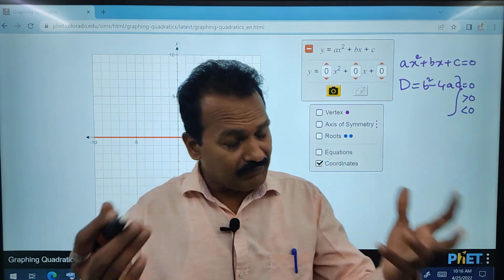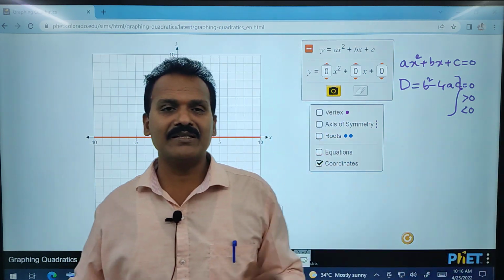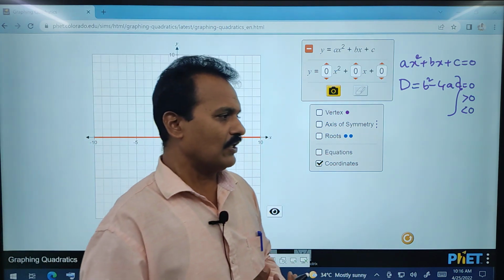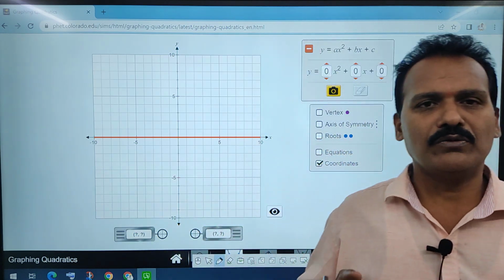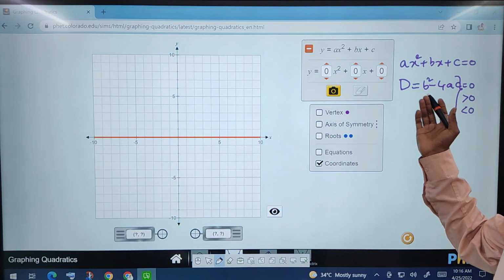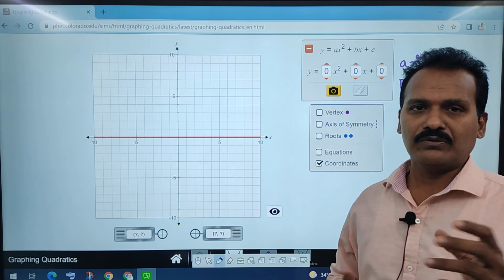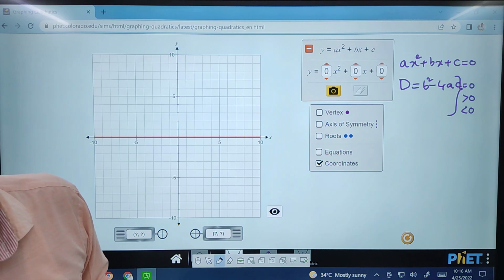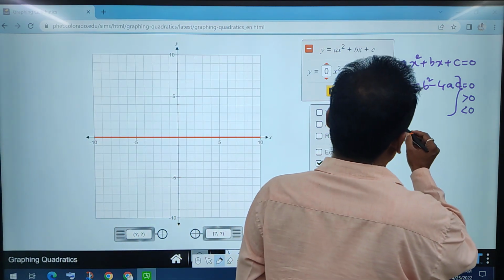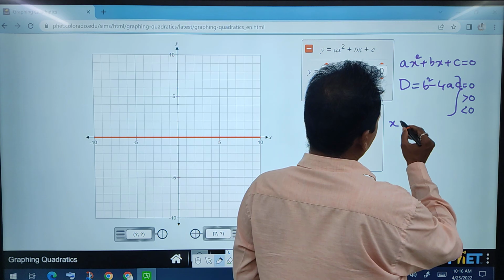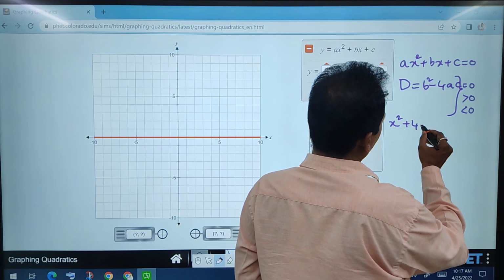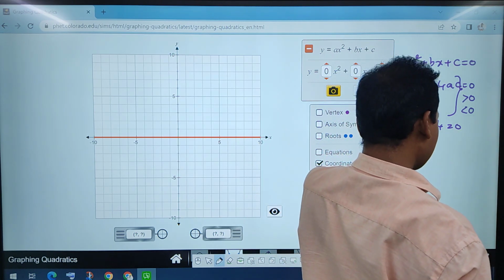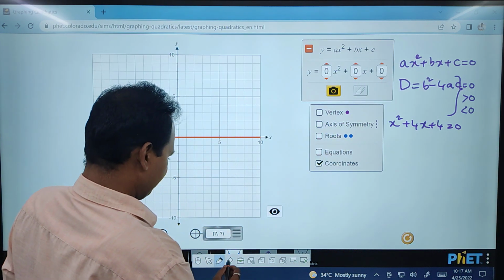There are different methods: the factorization method and the completing the square method. Two different methods are there. Today we are going to discuss the factorization method. For example, take the equation x² + 4x + 4. This is a quadratic equation.